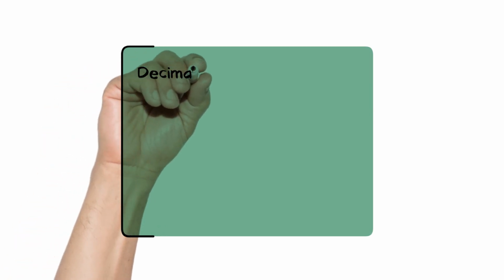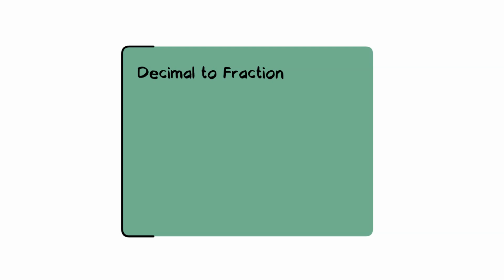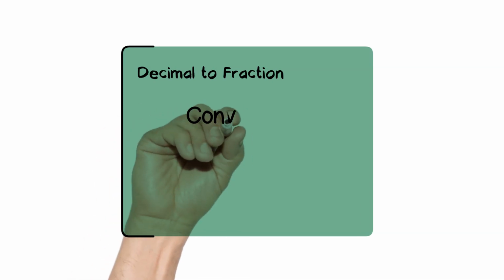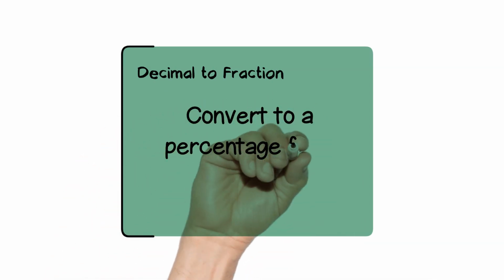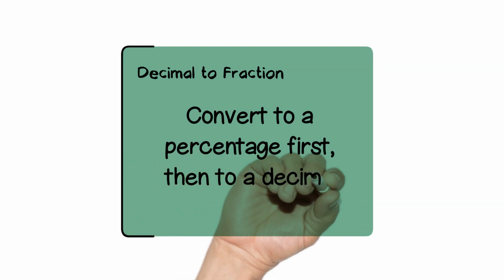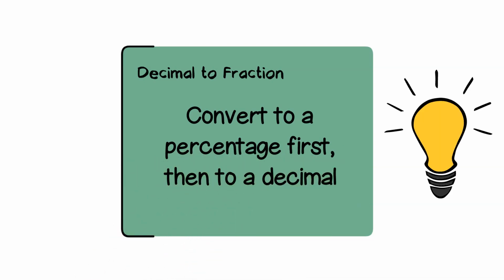Decimal to fraction, well, you don't want to go directly from decimal to a fraction, so actually convert the decimal to a percentage first by timesing it by 100, and then convert that to a fraction by putting it over 100 and simplifying. And that's it.